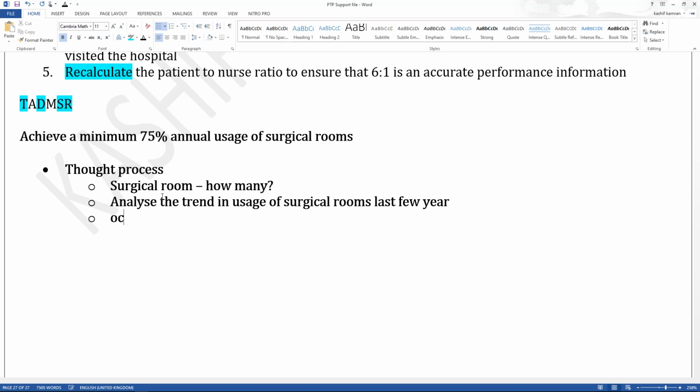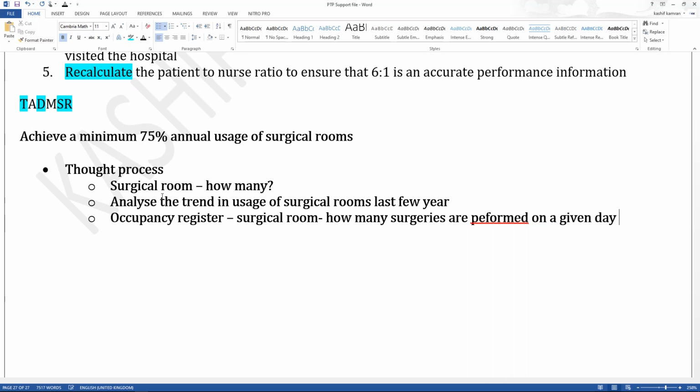I can review the occupancy register for surgical rooms. Whenever you get an admission in a surgical room, normally the hospital has a register where they maintain the record of the patient and the surgery performed. So I can review the occupancy register of the surgical room to understand how many surgeries are performed on a given day. And you go on this way thinking.